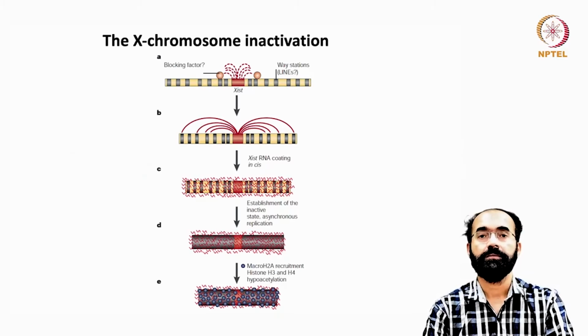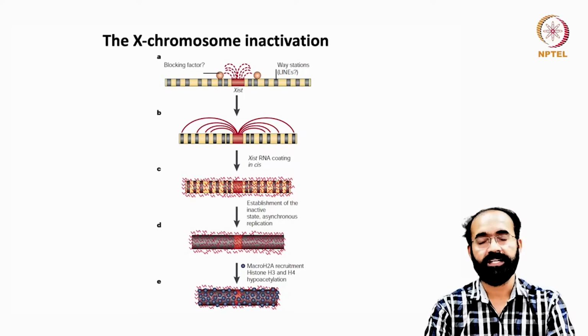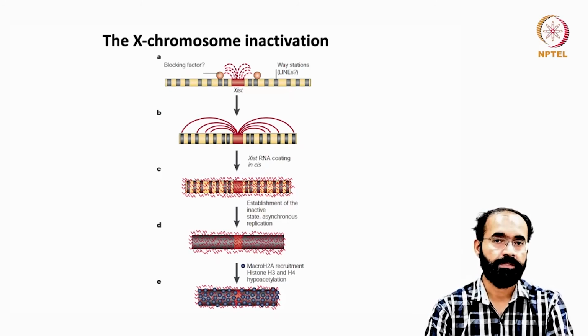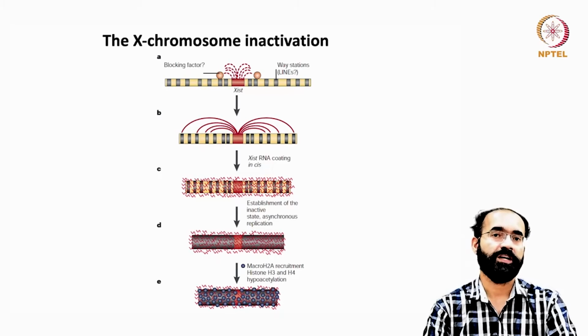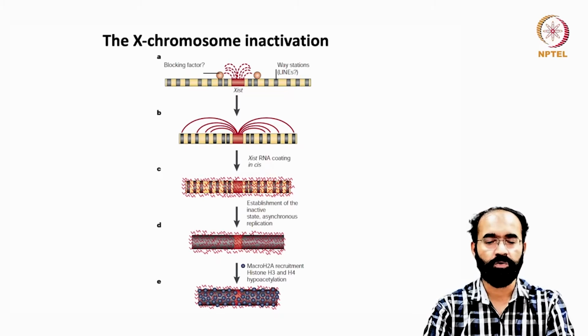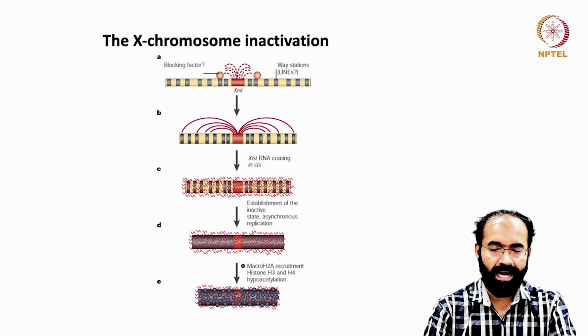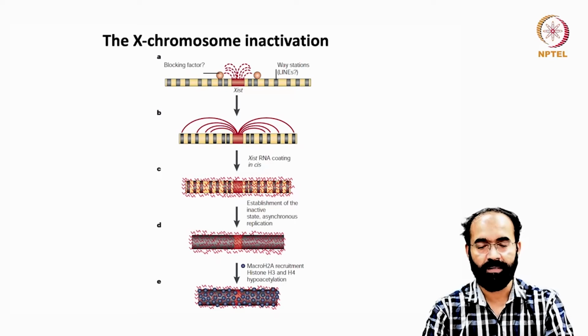That means the DNA of this X chromosome is now asynchronous to the rest of the chromosomes, means they became like out of sync. It is not in synchrony with the rest of the chromosomes, so it is following a different route. It is following very slow replication, very late replication, etc. Credit goes to this compaction. And finally you have the recruitment of this macroH2A histone isoform, and histone 3 and histone 4 get hypoacetylated, means deacetylation takes place, and that will make the chromatin very tight as you see here.